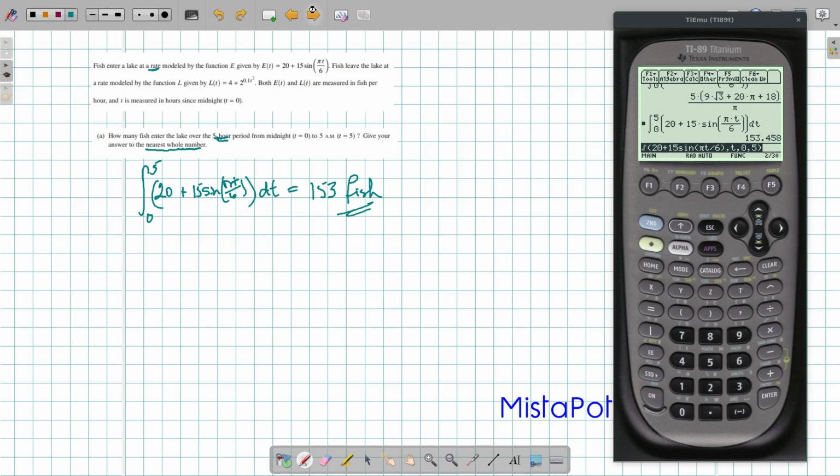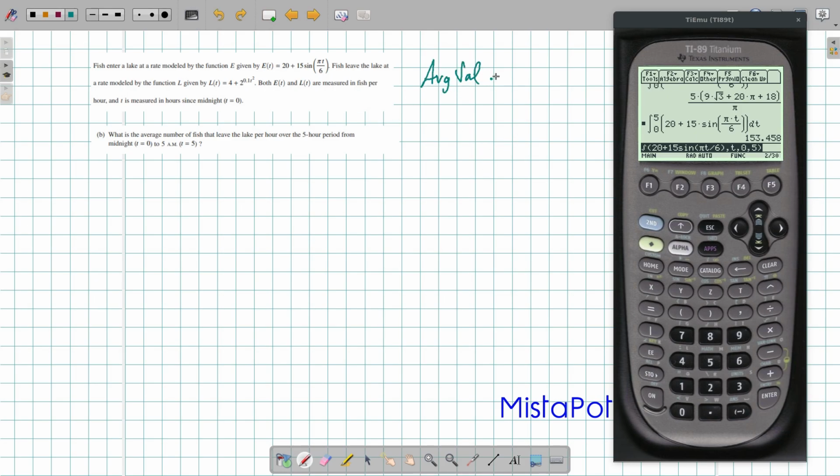So that's part A. Part B says, what is the average number of fish that leave the lake per hour over the 5-hour period from midnight (t equals 0) to 5 a.m. (t equals 5)? And we have a formula for average value of a function. The average value is equal to 1 over b minus a times the integral from a to b of whatever my function is with respect to that variable. So in this case, I'm doing it from t equals 0 to t equals 5, and I'm dealing with L.